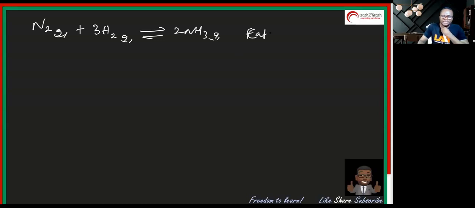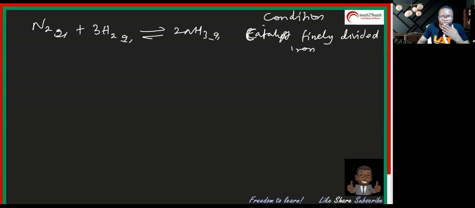The catalyst is a finely divided iron. And of course, you know the implication of finely divided. Why do we need to make it a powdery form? To increase the rate of reaction. Thank you, to increase the rate of reaction. So that is the number one condition.